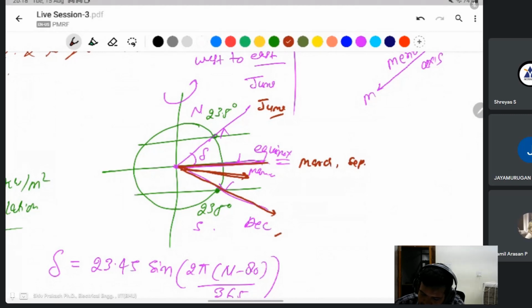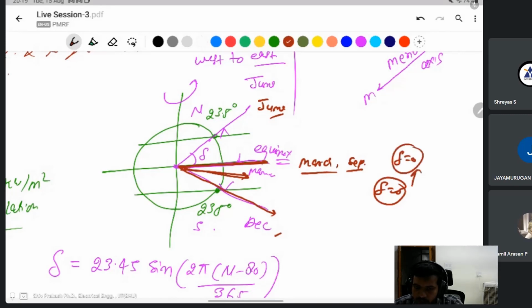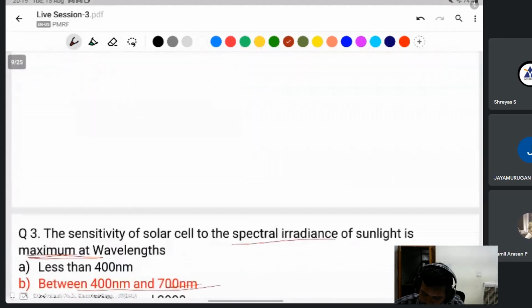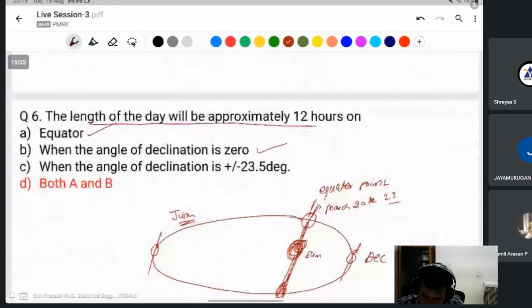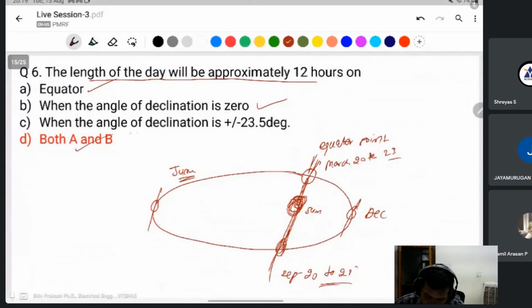This one is December. At delta equal to 0, the equator point is the same as March and September. On March 21 and September 21 the declination angle will be 0. At that time the day and night will be the same, meaning approximately 12 hours. So A and B are also correct. No, this one will be the June time, when daytime is more than night time.